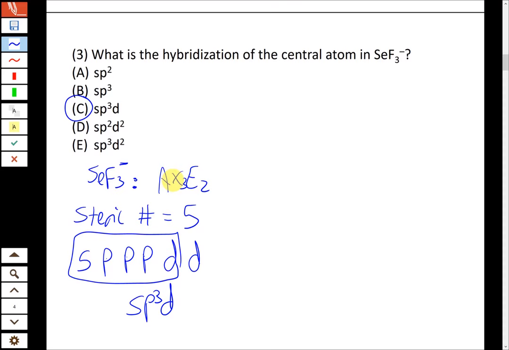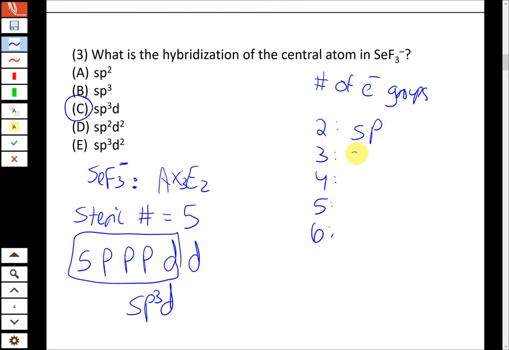So when you're doing hybridization, there's only 5 possibilities, and it all is determined by that steric number, or again, what is more commonly referred to as just the total number of electron groups. So the possibilities are 2, 3, 4, 5, and 6, and the hybridization that corresponds to each of those is: 2 orbitals would be sp, 3 orbitals would be sp2, 4 orbitals sp3, the one we just saw was sp3d, and the highest possibility is 6 orbitals, sp3d2.